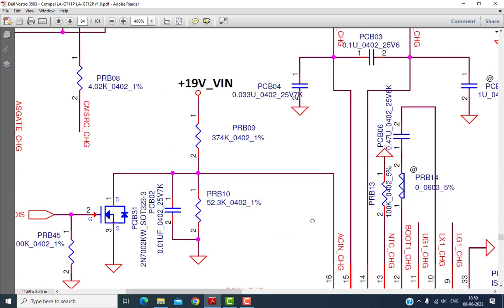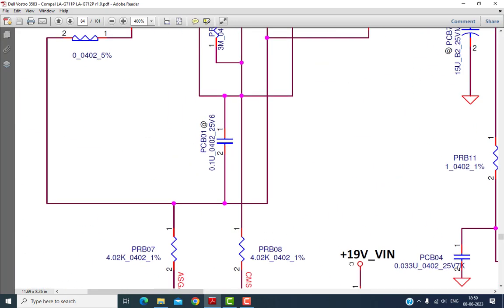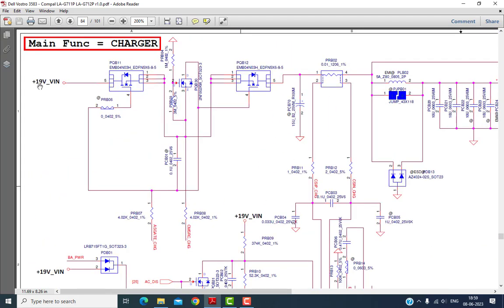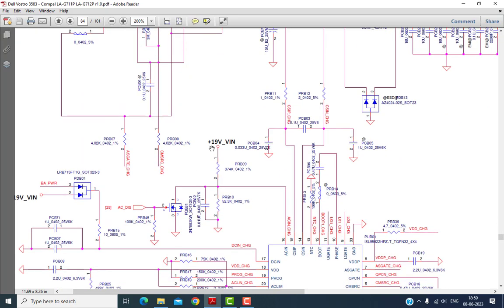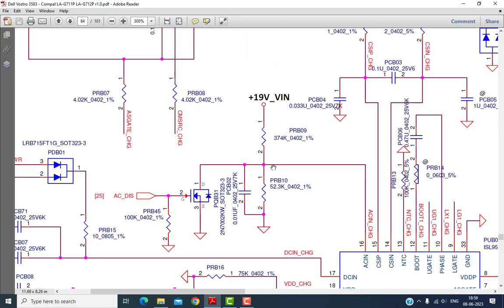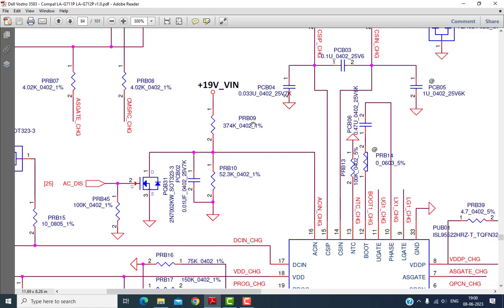Okay, and here are these two resistors. According to Ohm's law, the voltage is divided here. Here is the 19 volt which is connected to the adapter. You can see here 19 plus underscore VIN. These two points are connected to each other. That means the 19 volt is here, and these two resistors are in series. The location numbers are PRB09 and PRB10, and the values of these resistors are 347 kilo ohms and 52 kilo ohms.